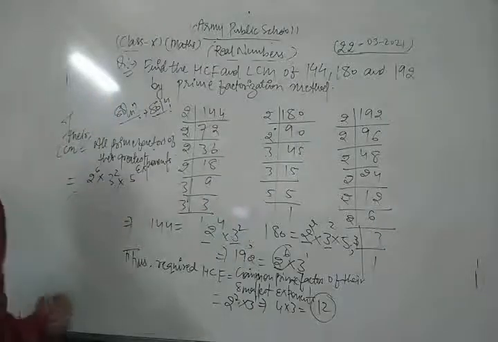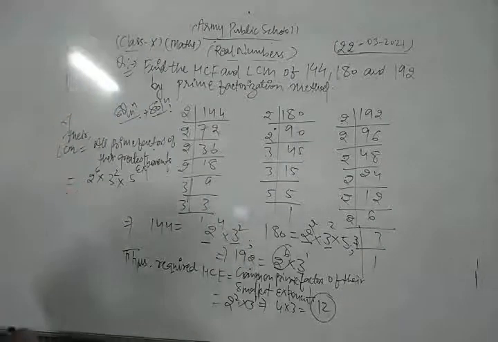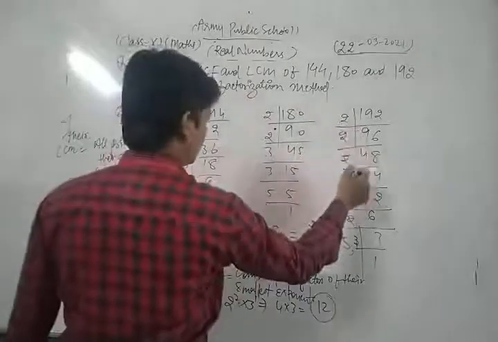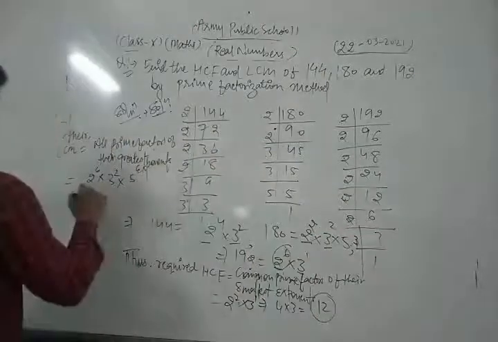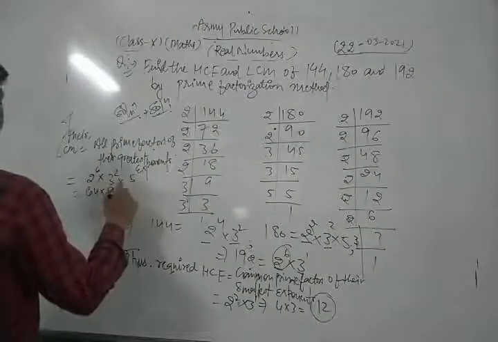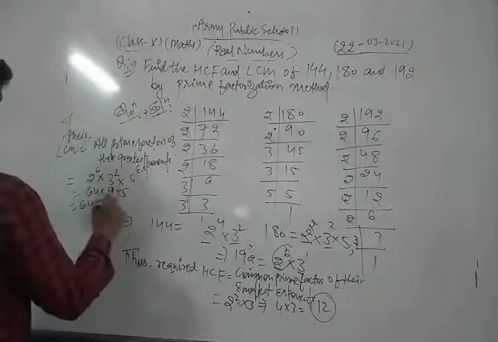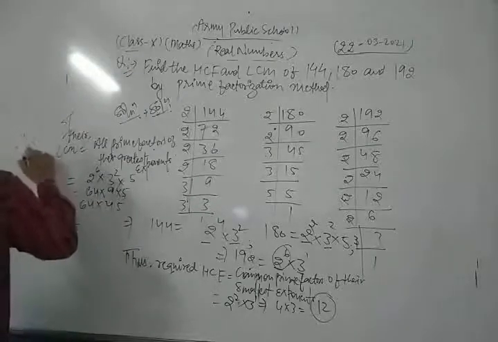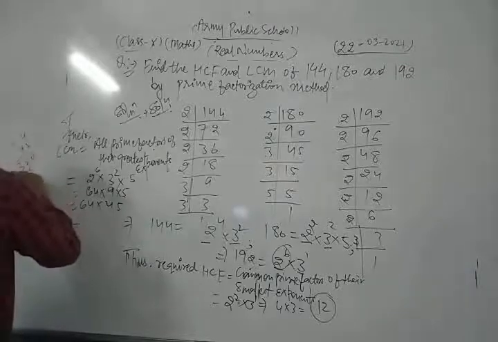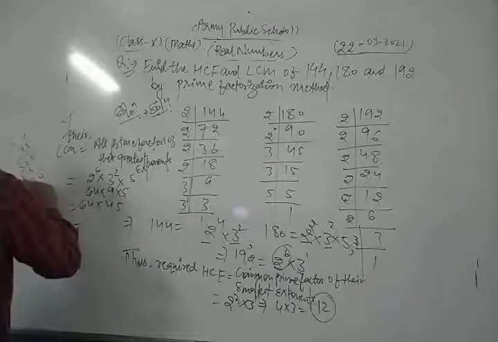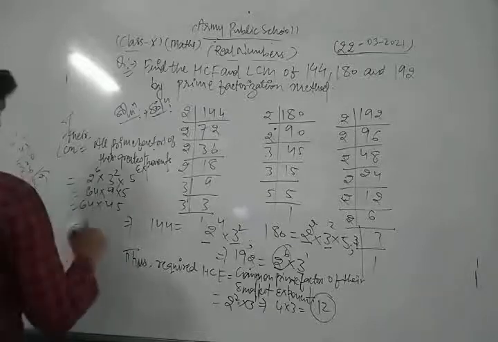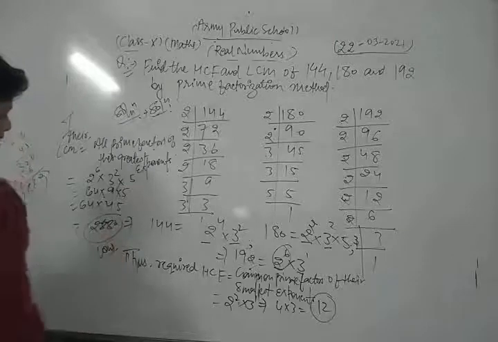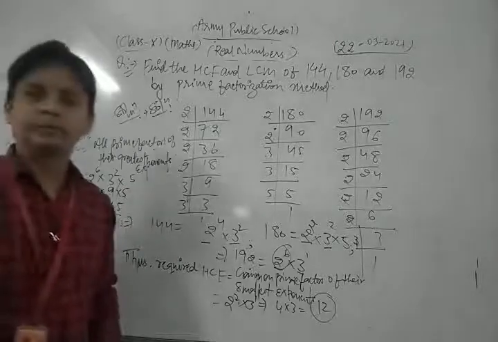So what do we get? 2 power 6 is 64, into 3 squared is 9, into 5. So 64 into 9 into 5, that is 64 into 45. Now we multiply them. 64 times 45 is 2880. 2880 is the LCM of the required numbers.